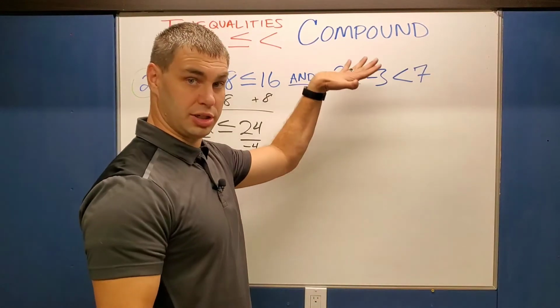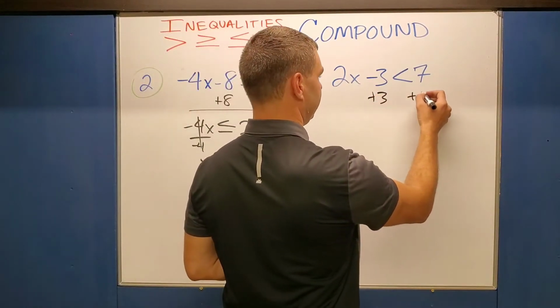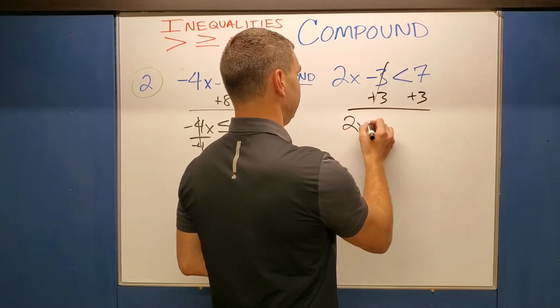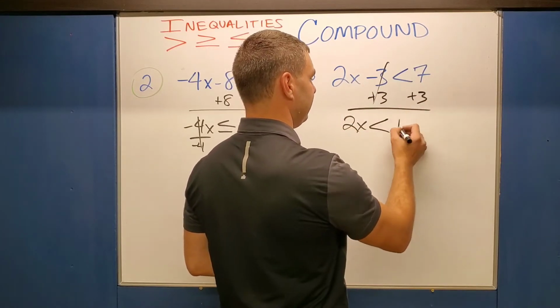All right, over here we're going to solve this one separately. Solve both of those separately. On this one, I'm trying to get my x term by itself, so I need to add 3 to both sides. And now I have 2x is less than 10.